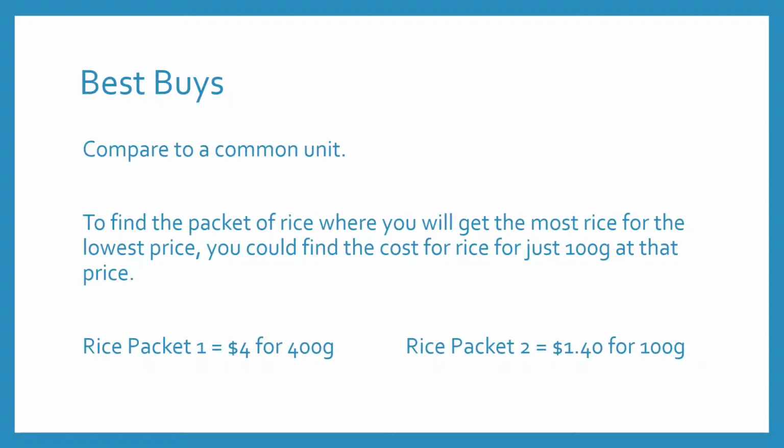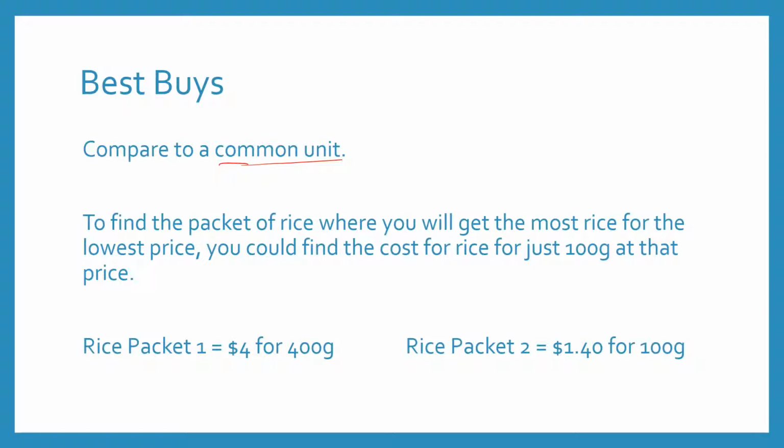Now we're going to quickly look at best buys, and this is what you are doing when you compare two different packets of rice or two different loaves of bread to work out which one is giving you better value for money. And the way that we can do this is to compare to a common unit. So when you've been shopping, you may have seen, for example, on a price tag for rice, that maybe there are two different packets of rice which are different measurements or different amounts, so maybe a 5 kilo and a 1 kilo bag of rice.